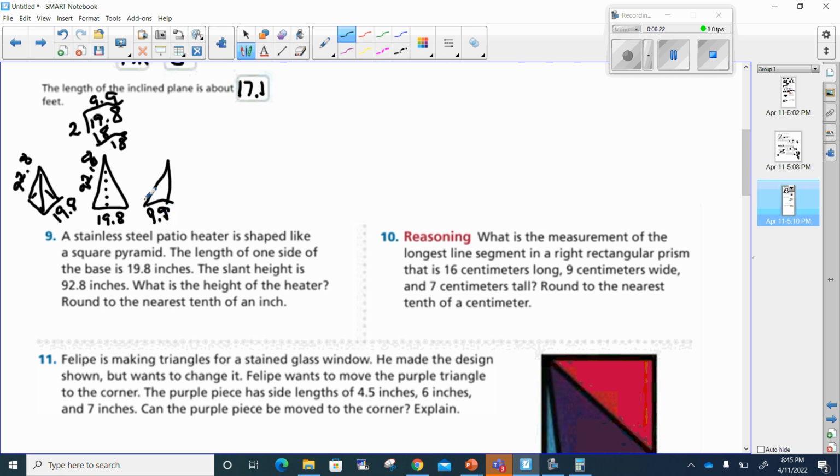We already know the slant height was 92.8. Now we're trying to find that last leg, which we'll call B. Remember our formula for a right triangle. Pythagorean theorem says it's a squared plus b squared equals c squared. So a squared we see is 9.9 squared.